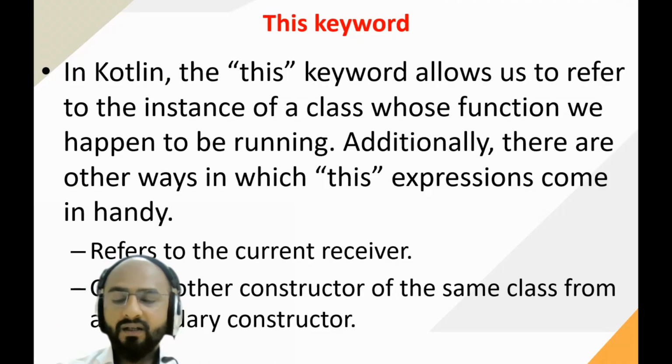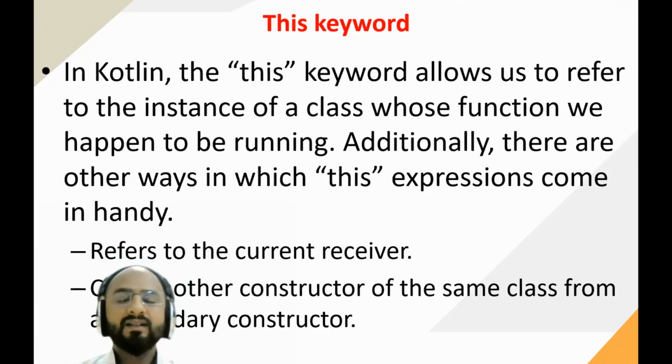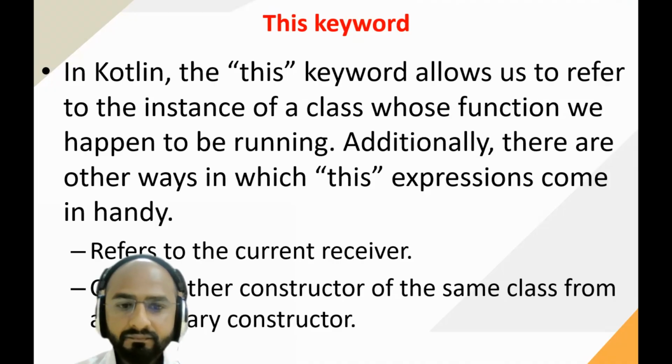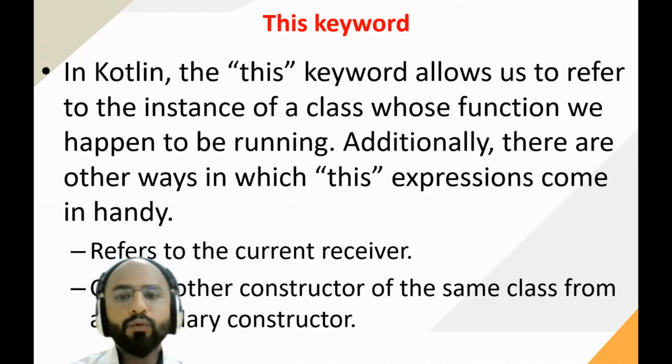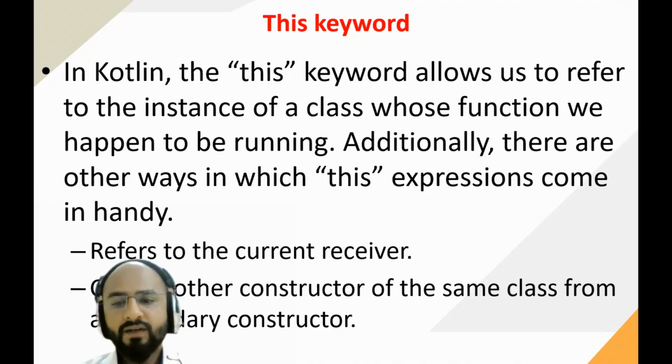There is another usage of the this keyword: it refers to the current receiver, and it calls another constructor of the same class from the secondary constructor. If you want to call the primary constructor from the secondary constructor, the this keyword will be used in Kotlin. So these are two usages of this keyword. It refers to the current object, current instance, current receiver, and it is used to call another constructor of the same class from the secondary constructor.